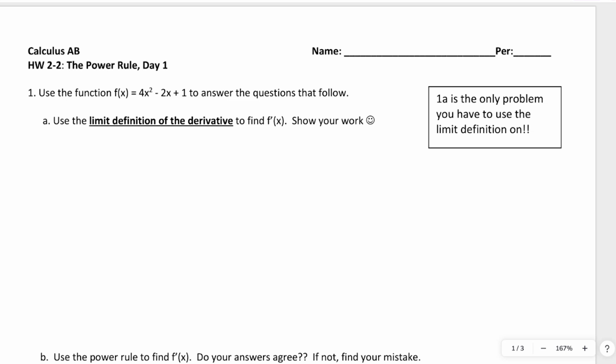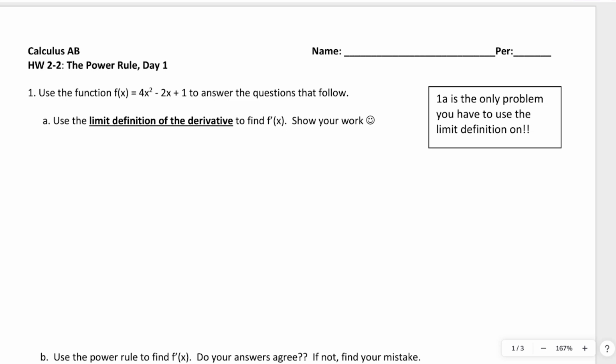So number 1A here says actually go ahead and use the limit definition of the derivative. This is going to be the only problem on tonight's homework where you have to do that. I want to make sure that you don't forget how to do this. Later on, there'll be problems where you have to recognize the limit definition of the derivative. So I don't want you to just completely flush it out of your memory.